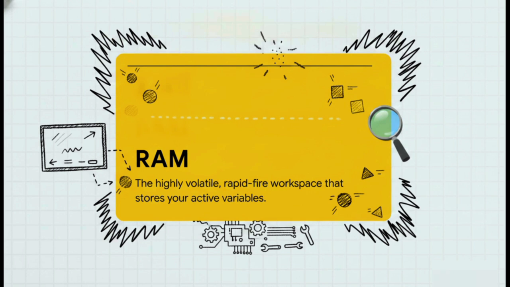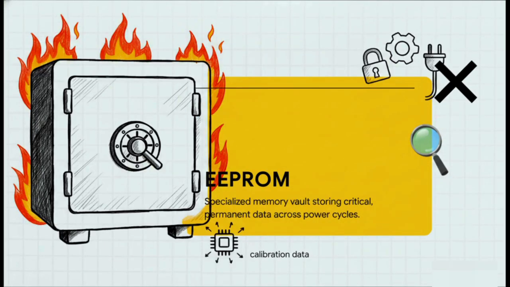This is the physical home for your active variables, which includes your uninitialized .bss and initialized .data segments. This area is just constantly being rewritten as calculations execute on the fly. But what if you have data that changes, but you absolutely need it to survive a power cycle? Enter EEPROM. EEPROM is a totally distinct, specialized vault just for saving critical, permanent data.